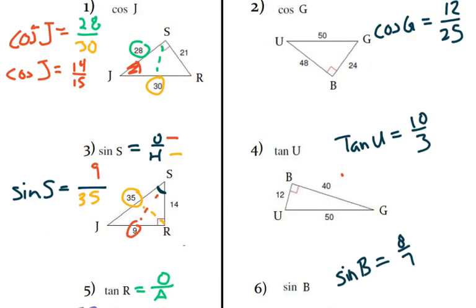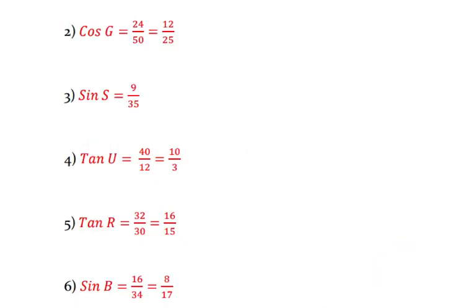Okay, so these are the answers that you should have gotten. Number 2, cosine of G, once you reduce it, is 12 over 25. Number 4, tangent of U is 10 over 3. And for sine of B equals 8 over 7. Actually, if you go to the next page, here's all the answers.